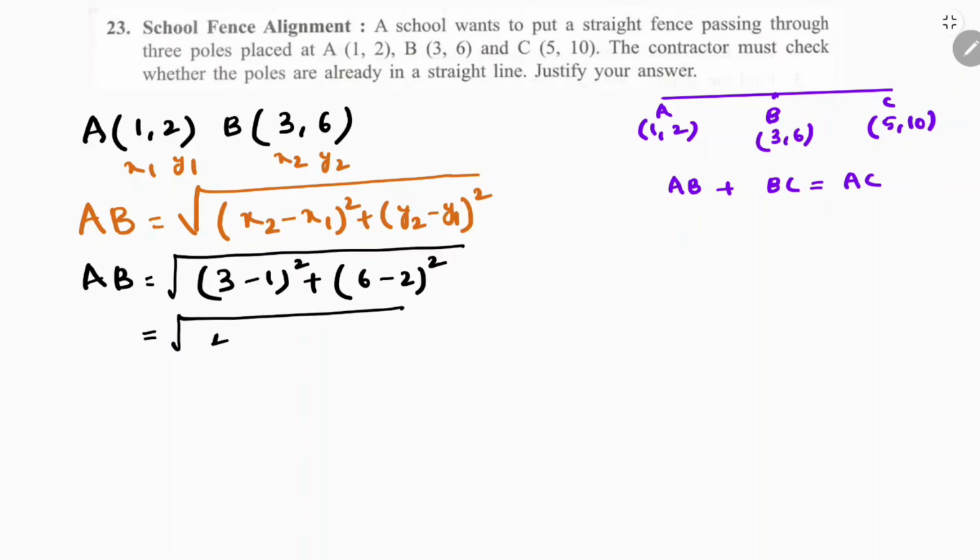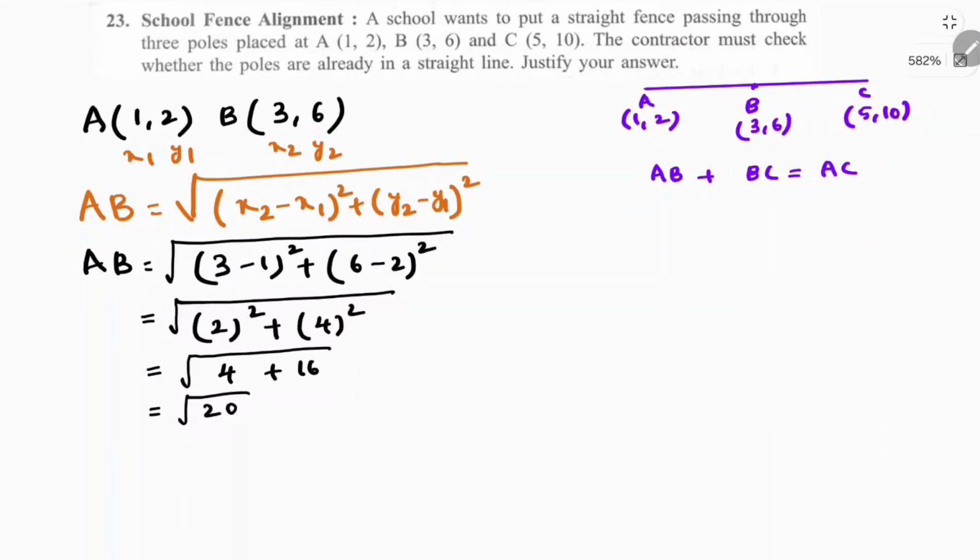Sorry, 3 minus 1 is 2 square, and 6 minus 2 is 4 square. So 2 square is 4, 4 square is 16. So it is root 20. Root 20 we can write as 2 into 5, so it is nothing but 2 root 5 units. This is AB.